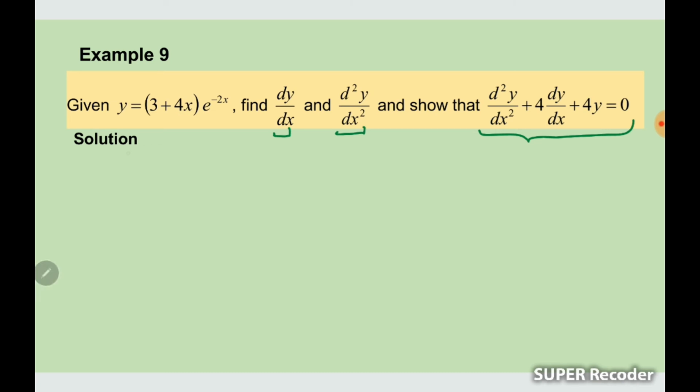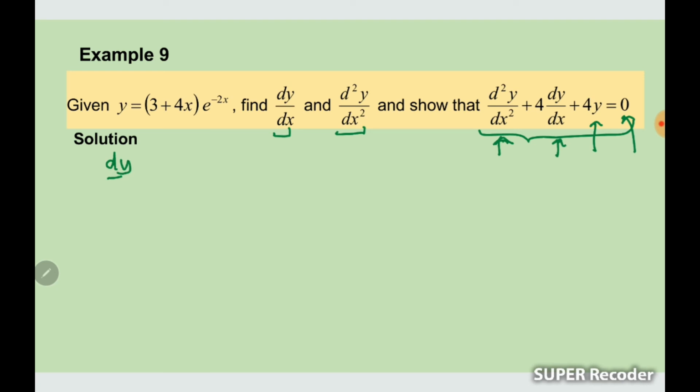So firstly, you need to find dy dx. Secondly, you need to find d squared y dx squared. Then you have to substitute dy dx here plus 4 dy dx. The first one, d squared y dx squared plus 4, you have to substitute dy dx here, and last one you have to substitute y here, and you have to solve to get the final answer is 0 on your right side. Okay, so firstly you need to find dy dx.